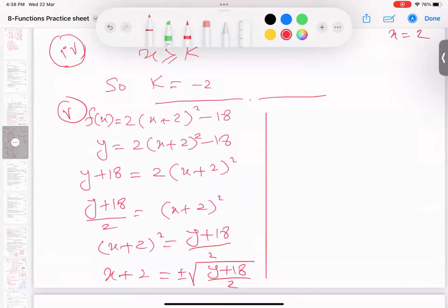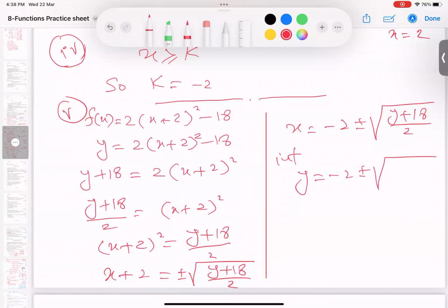Done. Now what is the next level? Next, bring this 2 to the other side: -2 plus and minus the root of (y plus 18) divided by 2. Over. Now interchange. Interchanging means what? x becomes y and y becomes x. Done. And this y is replaced by the inverse of the function. Over. So Alhamdulillah, we have done this already in the previous lecture. But one thing I will teach today is new.